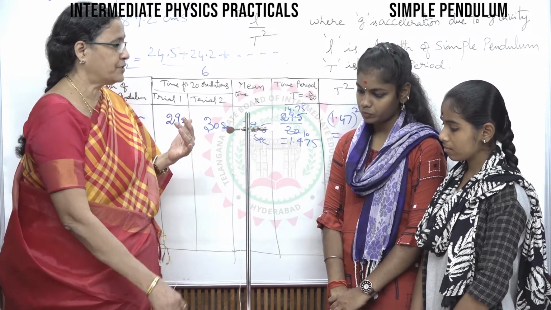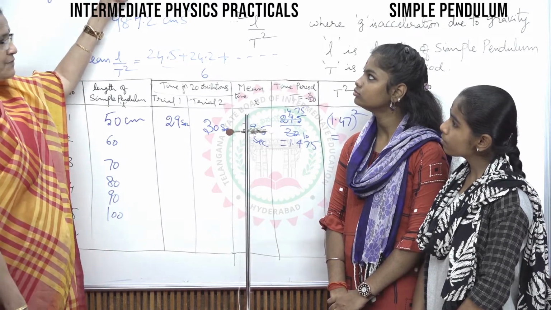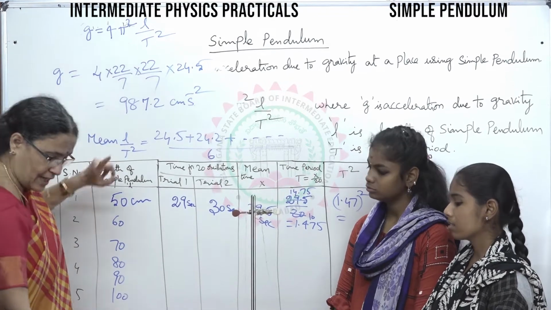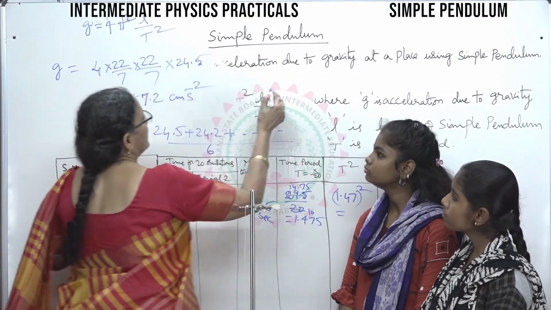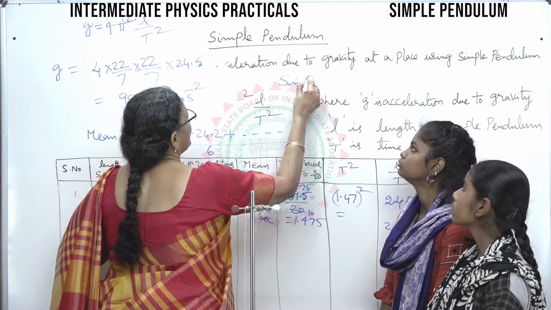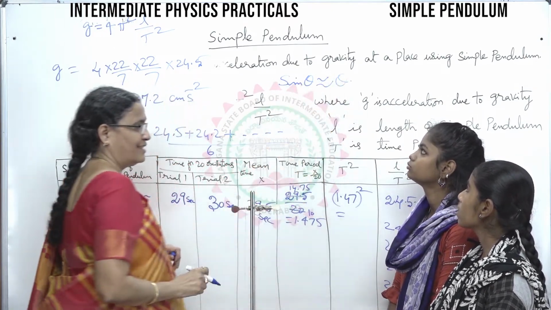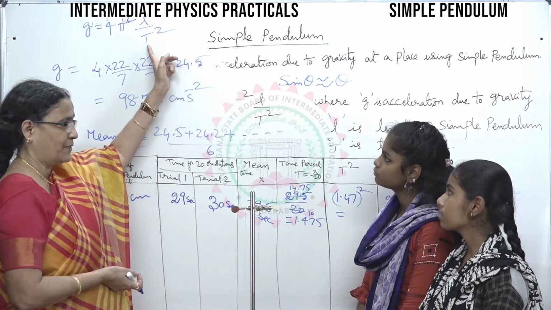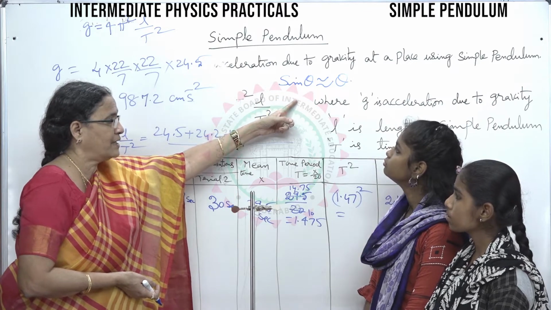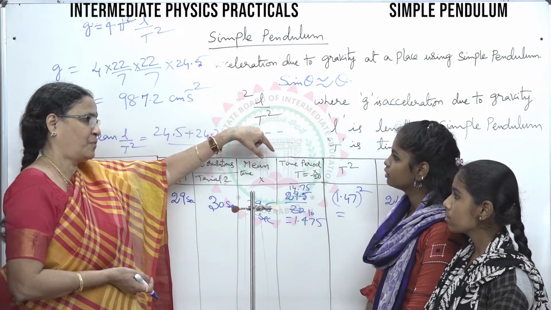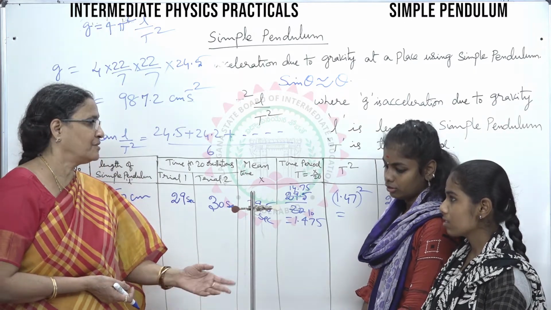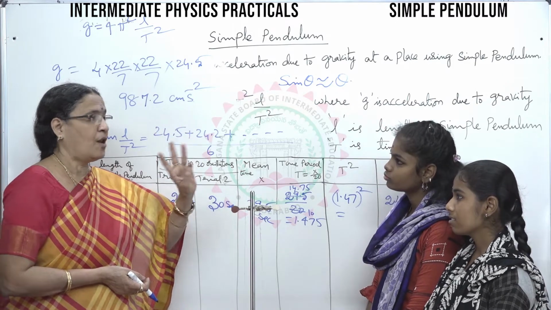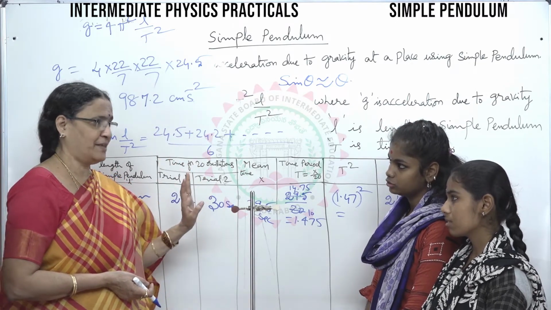If you take the amplitude more, we are using this formula. This formula is derived assuming that sine theta is approximately equal to theta. We have used this in arriving at this equation. So sine theta is approximately equal to theta when theta is small. If you take large amplitude, theta is not small. So precaution number 1, large amplitude should not be there.